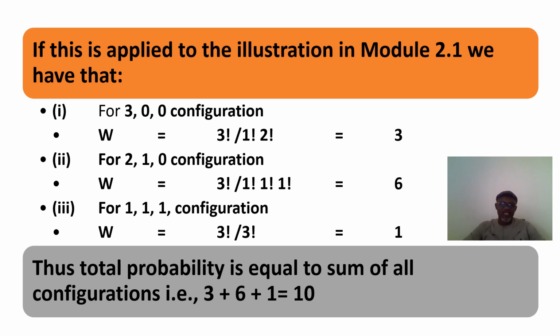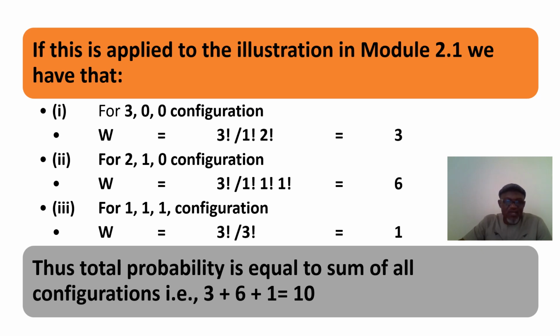For 210, the 3 is still there, 3 factorial, total number of atoms. Then 1 atom took 2 oranges, 1 atom took 1 orange, and the other atom has no orange, that's 0. So that is why you have 1, 1, 1, and it gave us 6.